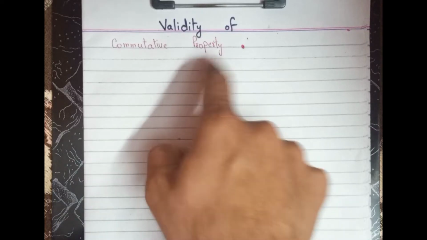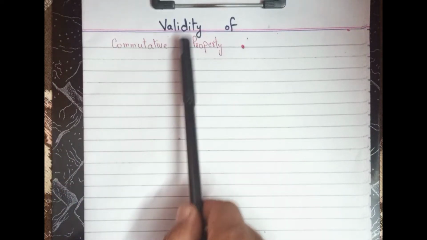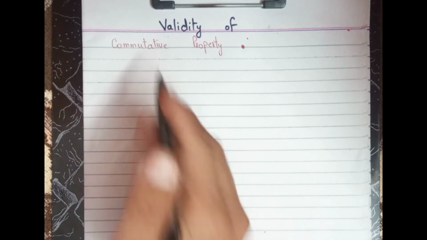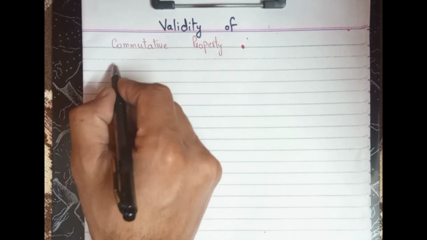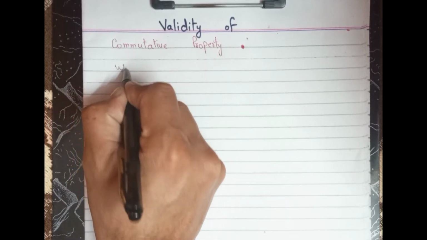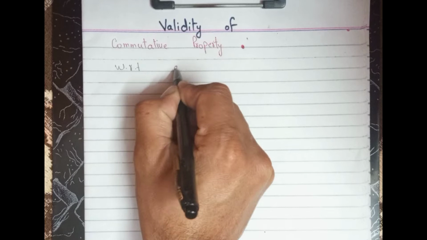Students, today we are going to discuss the validity of commutative property. We will discuss it in four different sections. In the first section, we will discuss the validity of commutative property with respect to addition.